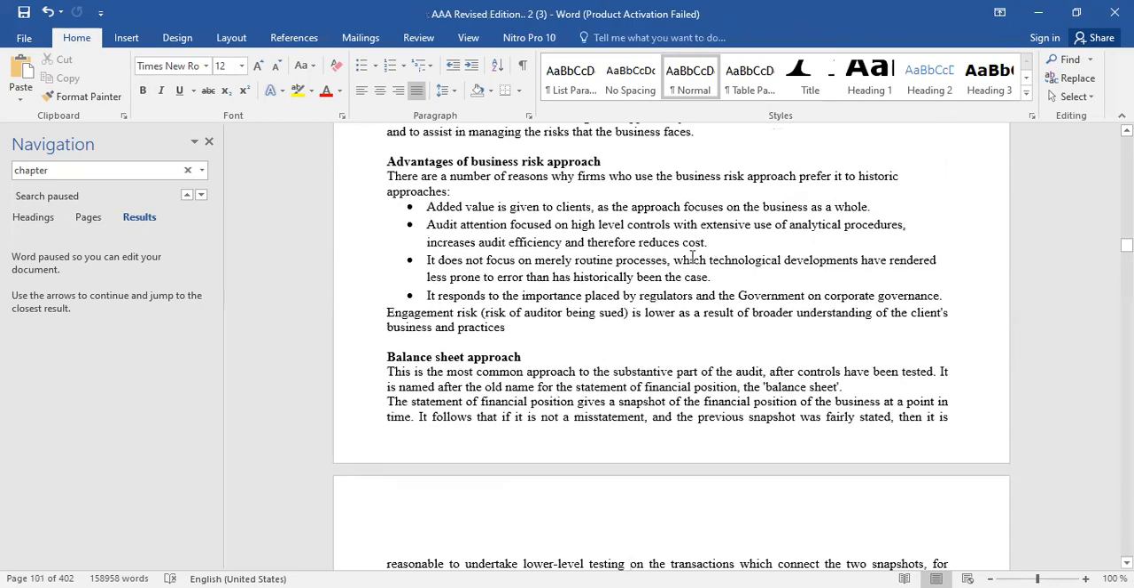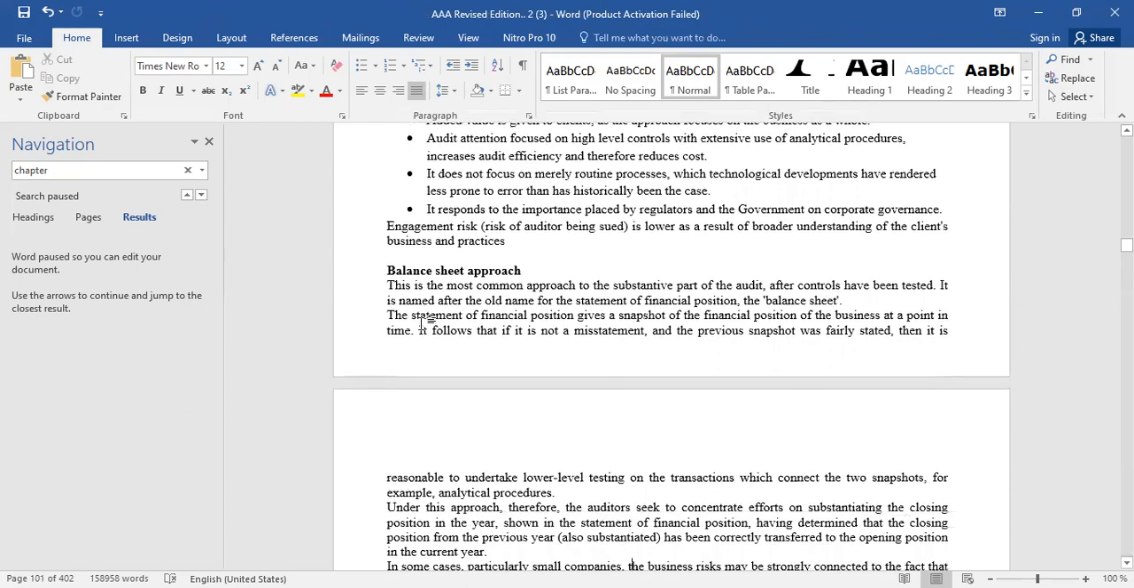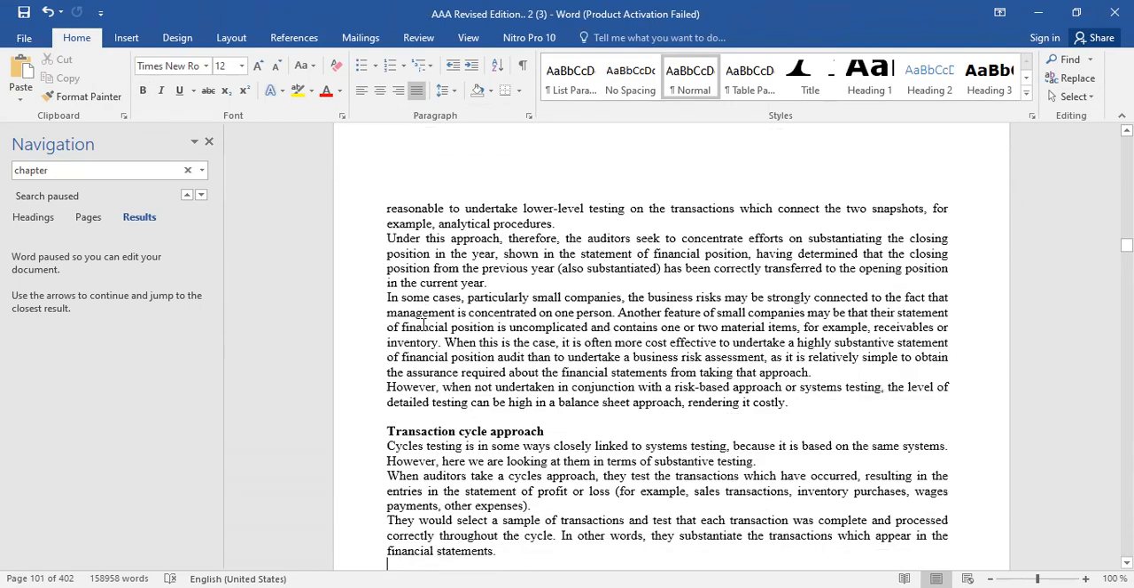Advantages of risk-based audit, advantages of business risk, those ones would appear here when you have time. They never said that, but you can just go through them.